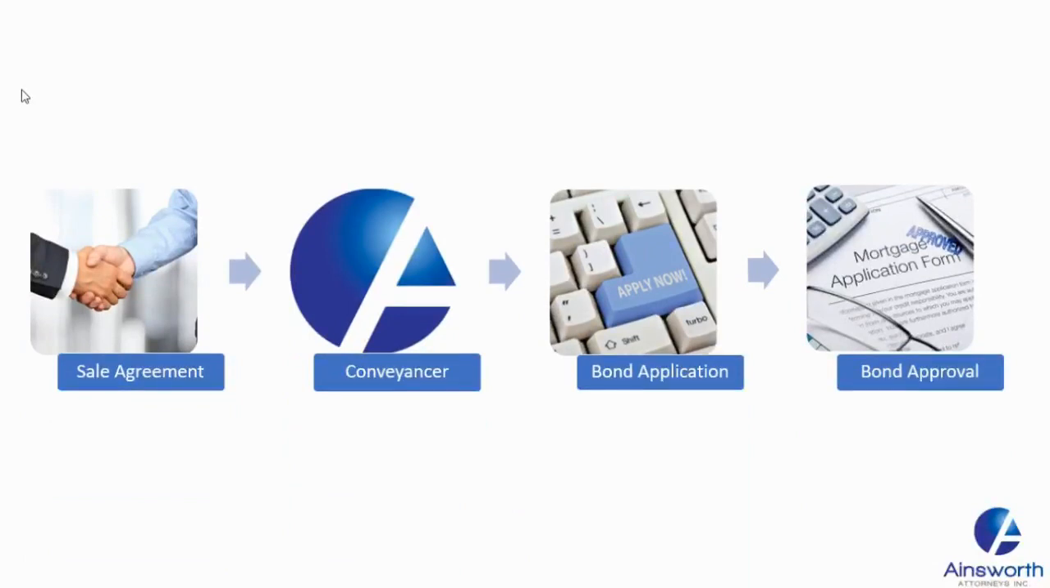Once the offer to purchase is accepted by the seller, the sale agreement is finalized. The seller will nominate the transfer attorney, otherwise known as the conveyancer. The buyer will apply for a bond either with their personal bank or through a mortgage originator, and the bank will approve the bond in principle.